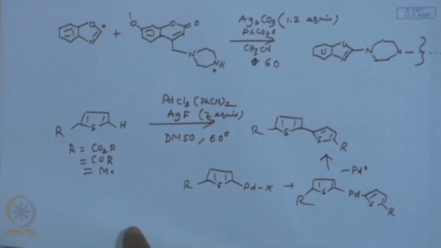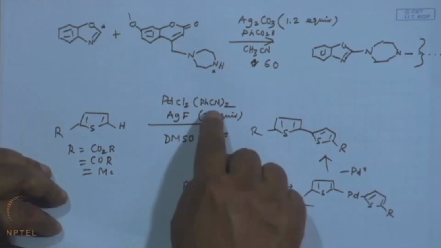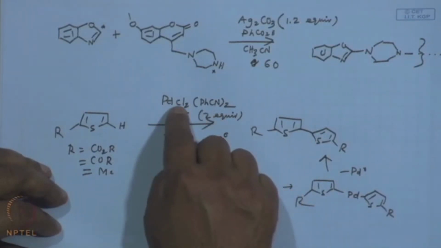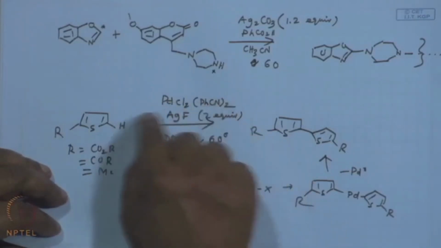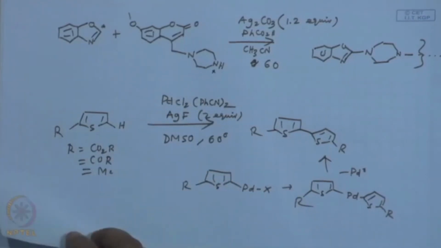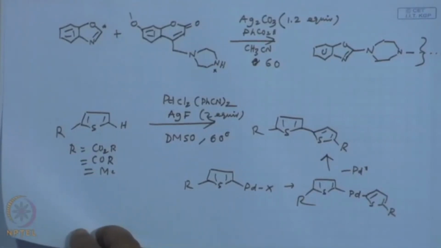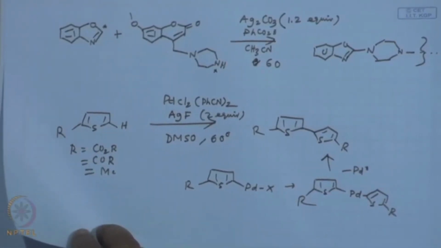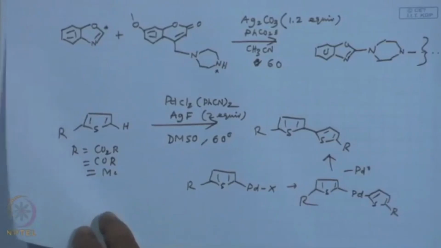Dichloro phenyl cyanide, yes, palladium chloride is a complex, and very recently something else is coming up. I think I will stop here. There are so many other examples of these kinds, very similar.